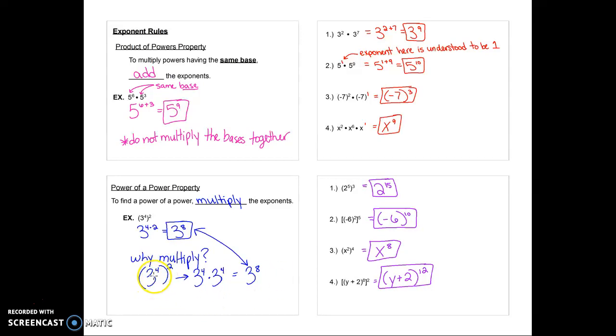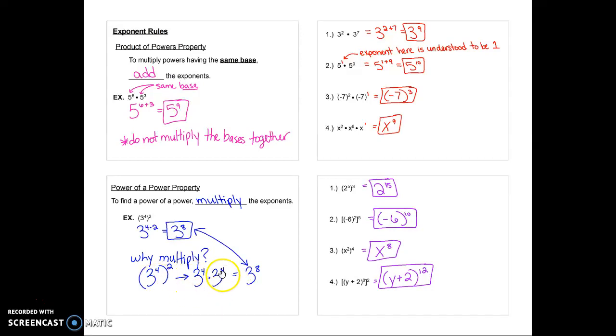3 to the 4th power raised to the 2nd power. That means, again, your exponent is telling you how many of something that you have. So this is telling me I have 2 of these 3 to the 4ths. Okay? Again, your power is really telling you how many of these you have. So I have 2 of these. I have a 3 to the 4th times another 3 to the 4th.